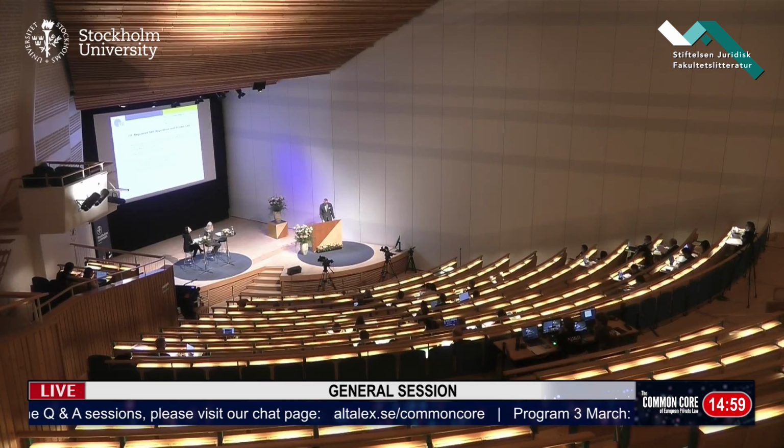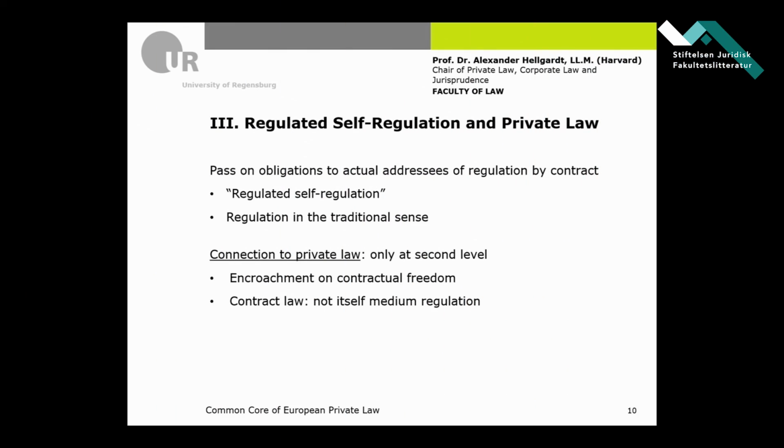The necessary connection to private law only arises at the second level. Here it is a matter of the primary addressee of regulation passing on the requirements to the other addressees of regulation under private law, be they employees or suppliers in a supply chain. This is an encroachment on the contractual freedom in that the primary addressee of regulation is forced to conclude contracts with its employees or suppliers with specific content and, if necessary, to monitor compliance with them.